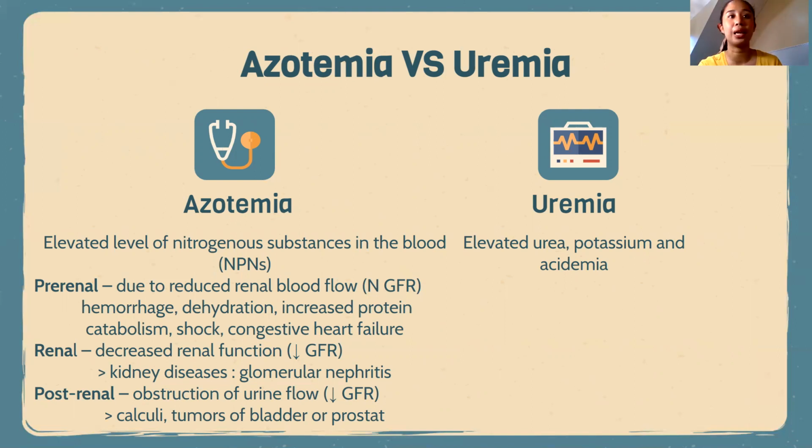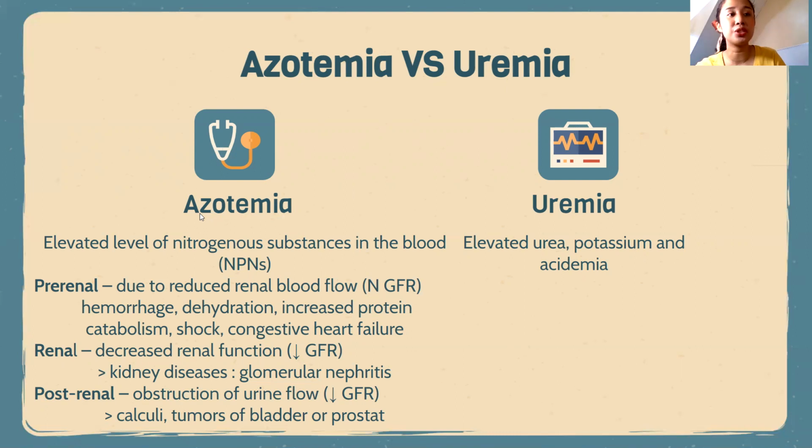We have these terms, class: azotemia and uremia. In uremia, it's elevated. When a person has uremia, these three: urea is elevated, there's hyperkalemia or increased potassium, and the patient has acidemia, increased acidity. So urea, potassium, acidemia, just those three. But in azotemia, class, almost all the NPNs are increased, including your BUN.